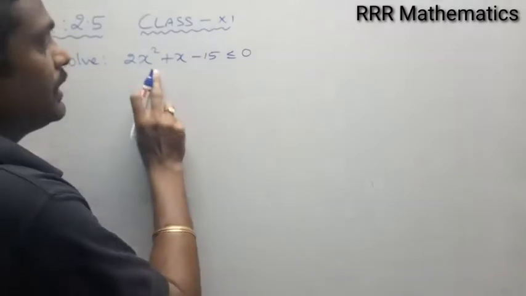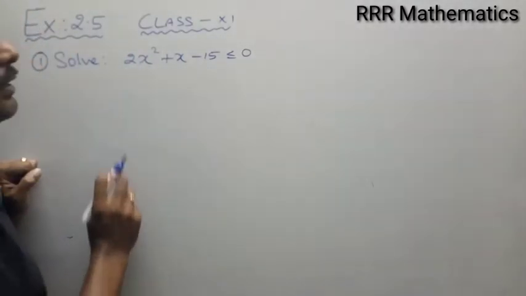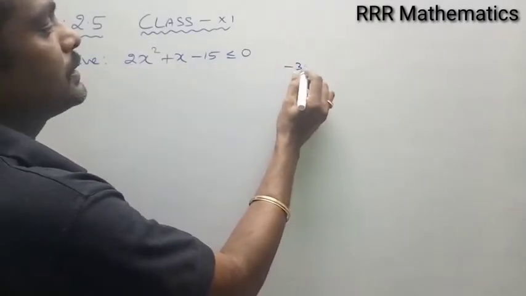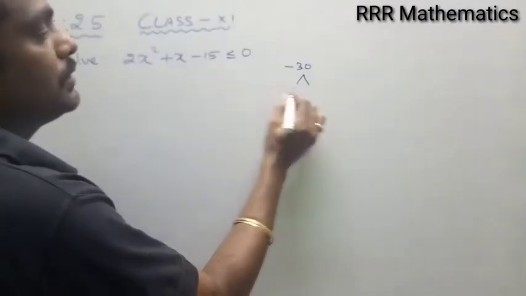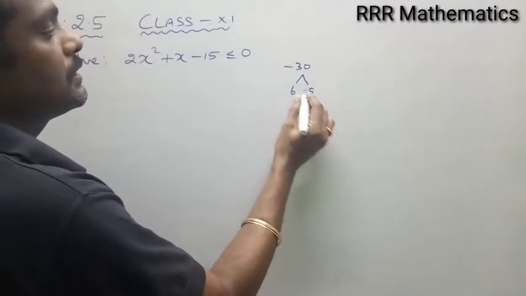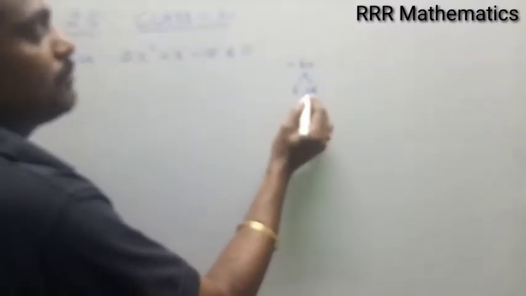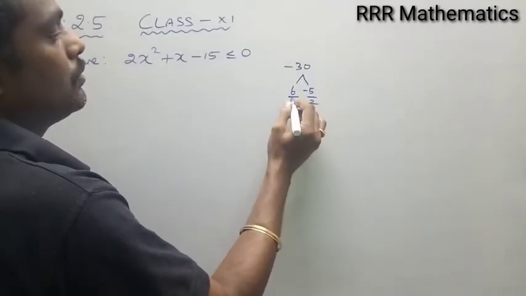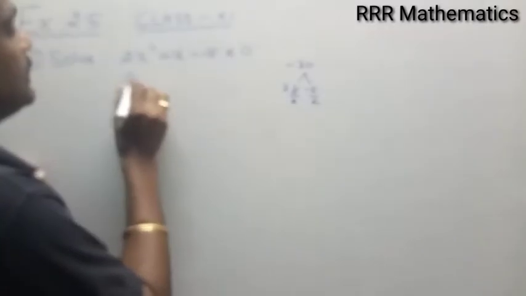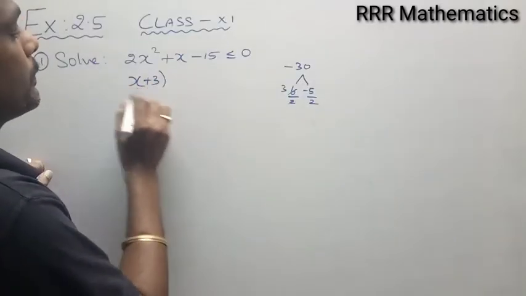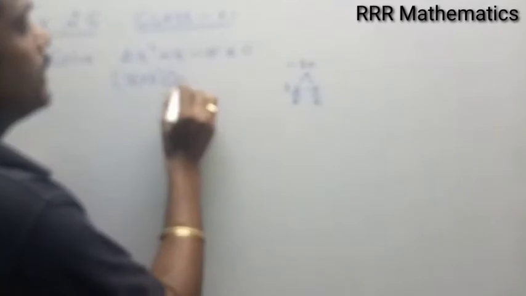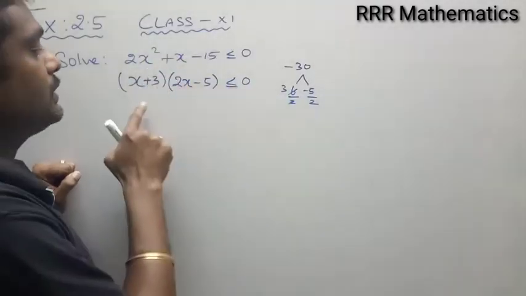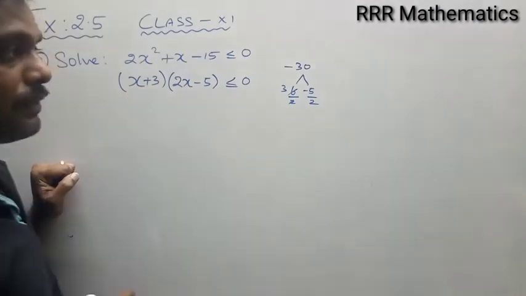First let us factorize. I am able to factorize directly because it is a quadratic one. See, the product 2 into −15 gives −30, and I need the sum to be 1. So 6 fives are 30, and 6 minus 5 is 1, so plus 6 and minus 5. Divide by 2. So I can write this as (x + 3)(2x − 5) ≤ 0. When you factorize, I am getting (x + 3)(2x − 5).